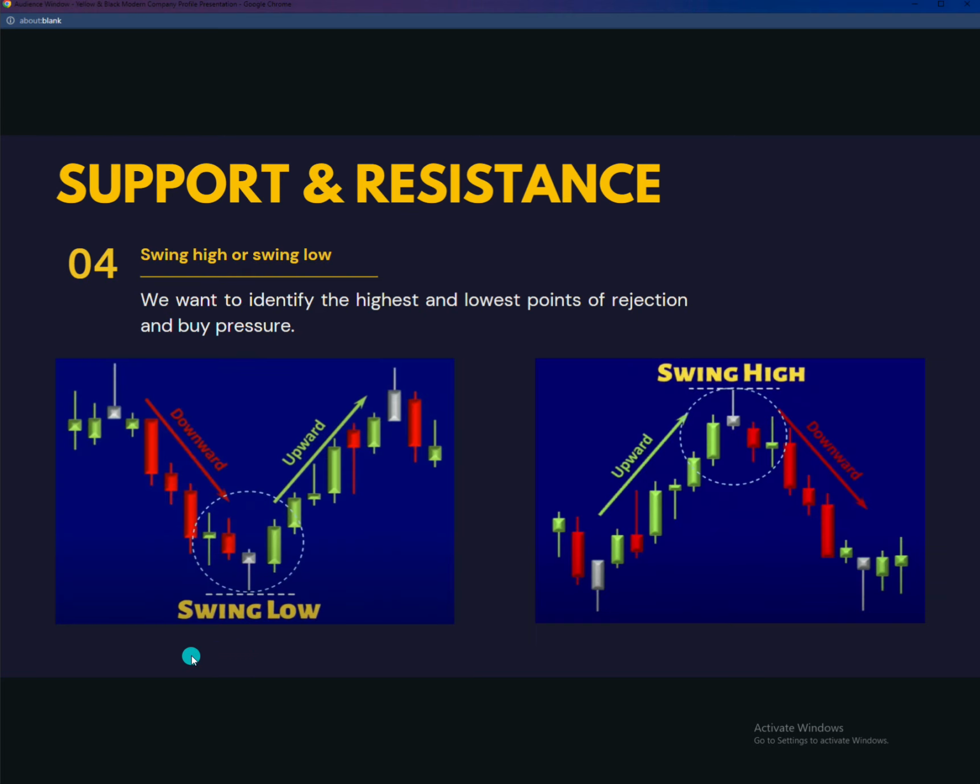The final trait to look at when plotting support and resistance lines is the swing high and swing low, which is essentially the high point or the low point in a price where reversal happens, where a downtrend moves into an uptrend or an uptrend moves into a downtrend.